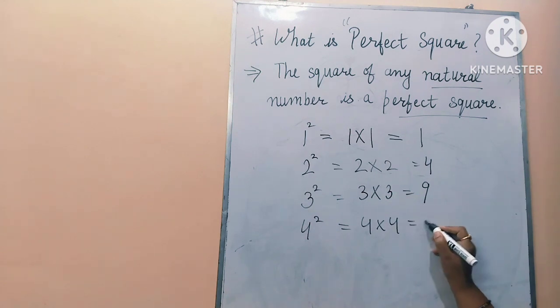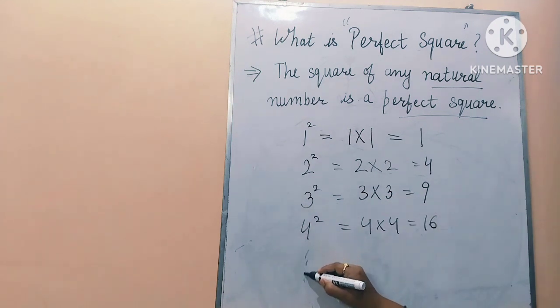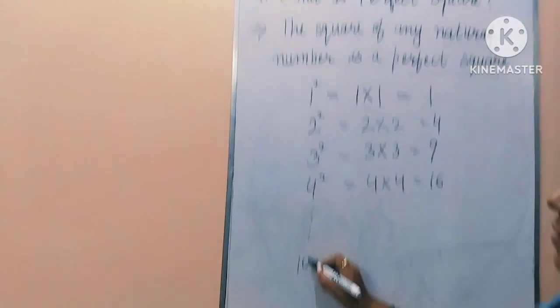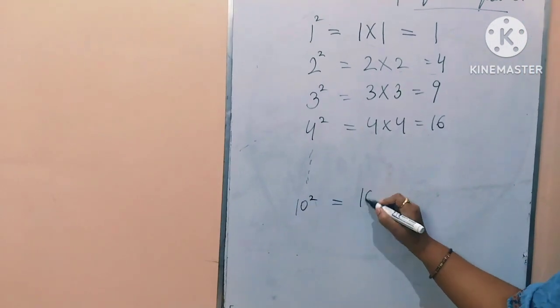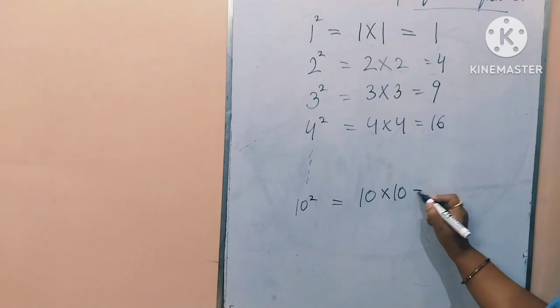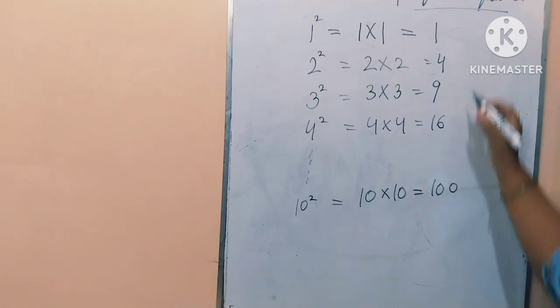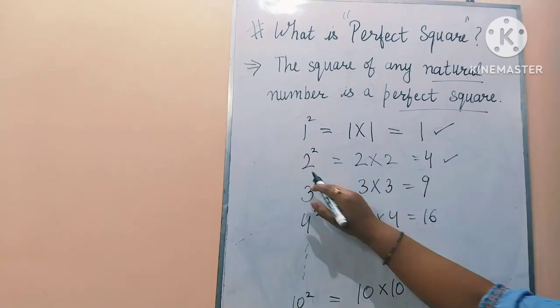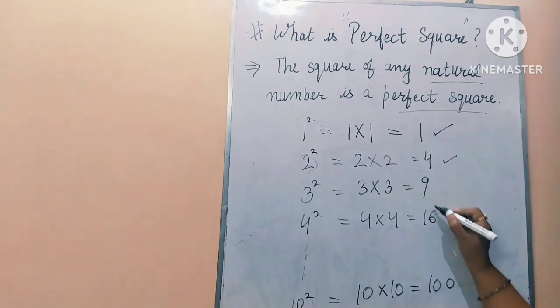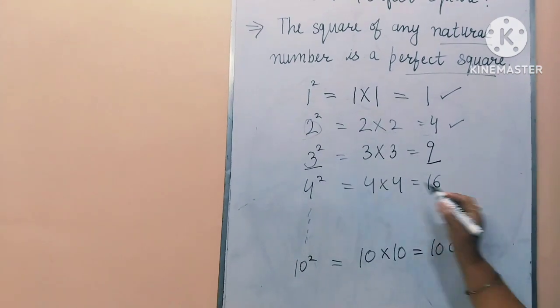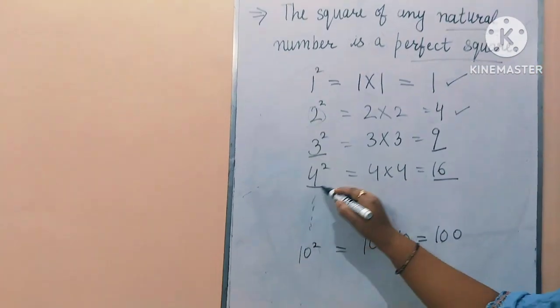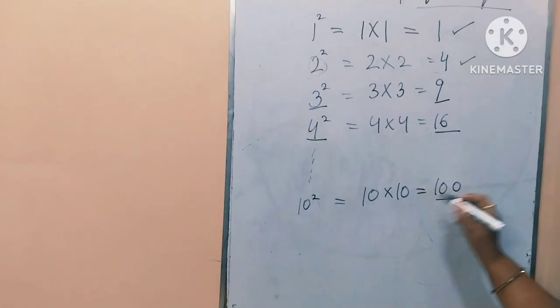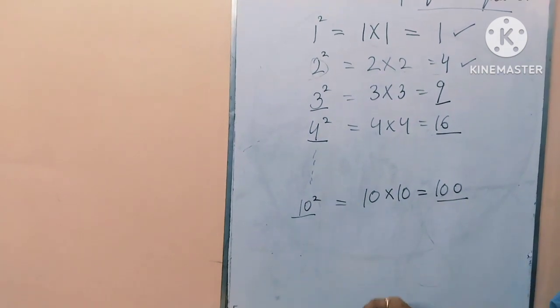So we can go on to any natural number, like 4 square would be 4 multiplied by 4 which is 16, and if you do 10 square that is 10 multiplied by 10 which is 100. So the product that we have received is a perfect square of its natural number. So 1 is a perfect square of 1, 4 is a perfect square of 2, similarly 16 is a perfect square of 4 and 100 for 10.